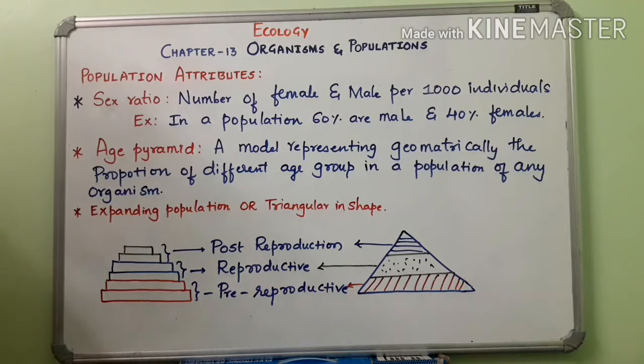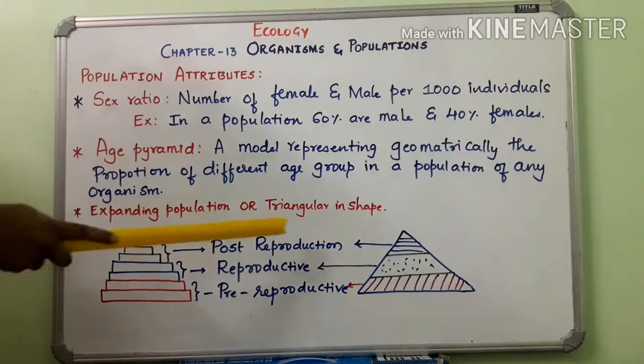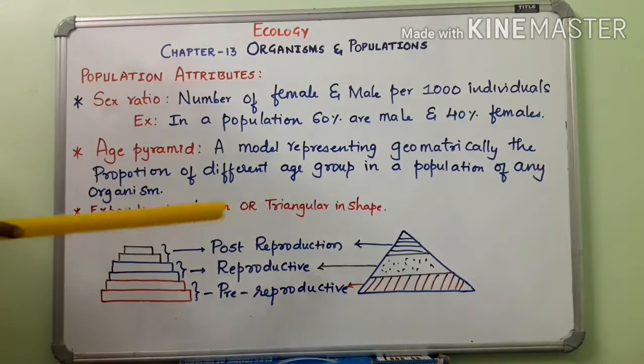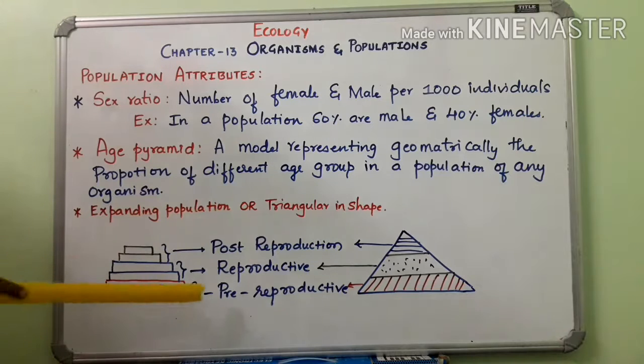In the graph we are seeing post-reproductive, reproductive and pre-reproductive. So first we'll discuss the post-reproductive stage. The post-reproductive stage consists of the age between 45 years to the end of life. Means they cannot reproduce. They are aged people.